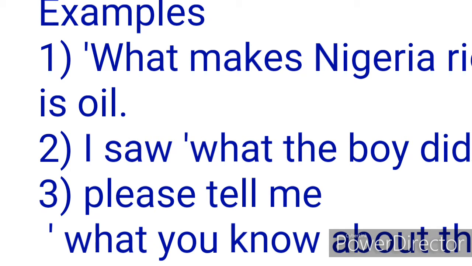Okay, in the first example, what makes Nigeria rich is oil. What makes Nigeria rich is a noun clause functioning as the subject of the verb is. And in the second example, I saw what the boy did. What the boy did is a noun clause functioning as the object of the verb saw. Then in the third example, please tell me what you know about this. What you know about this is a noun clause functioning as the object of the verb tell.